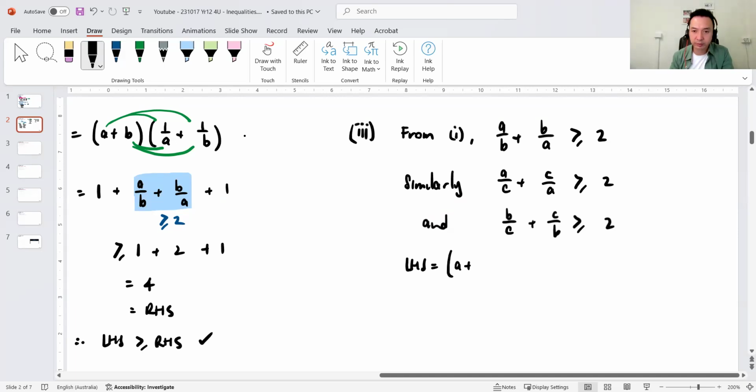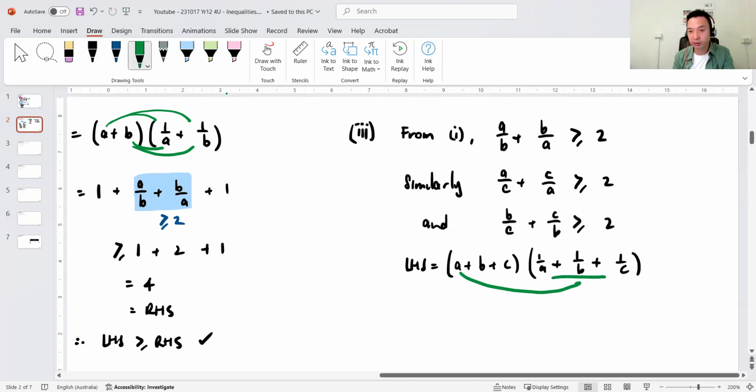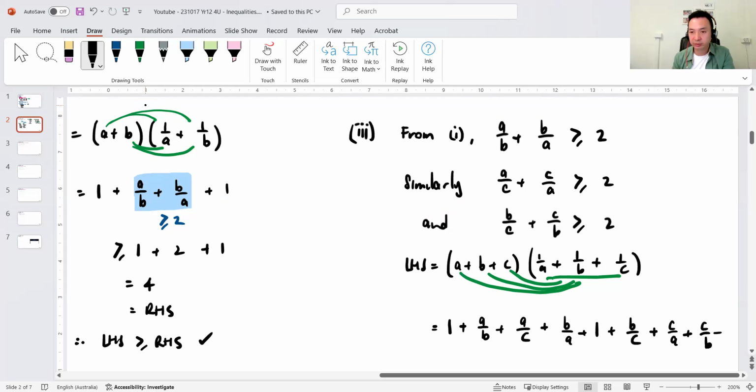A plus B plus C, times 1 on A, 1 on B, 1 on C. Guys, expand. So A times all 3, B times all 3, C times all 3. So then you get, now A times that is 1. A times that is A on B, A on C, B on A, 1, B on C, C on A, C on B, plus 1. Okay.